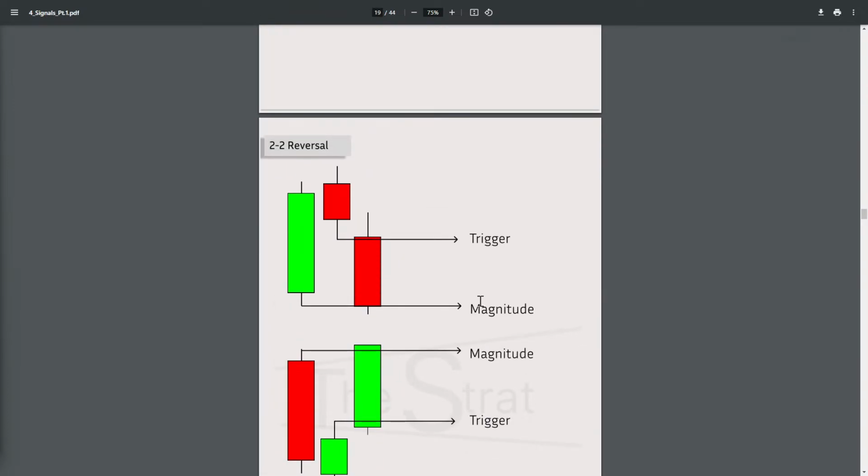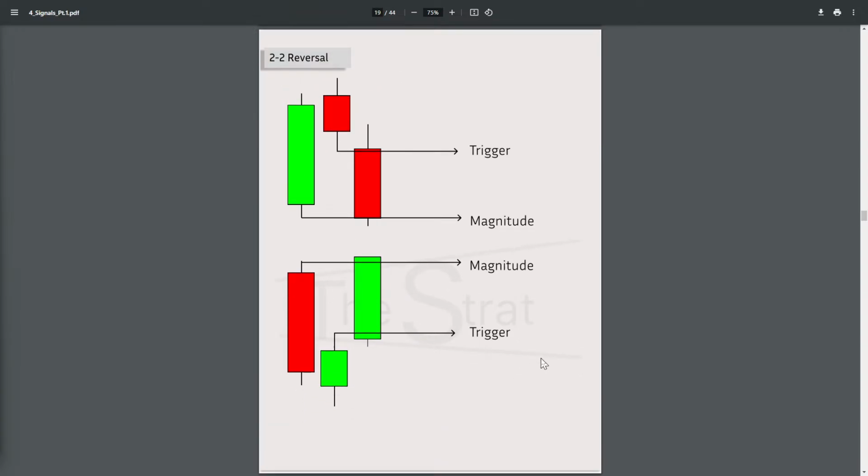So a 2-2 reversal, and this is why it's so important that you guys understand what a conflicted 2 is, because once we have a conflicted 2, we can expect a reversal. So these are both examples of 2-2 reversals.